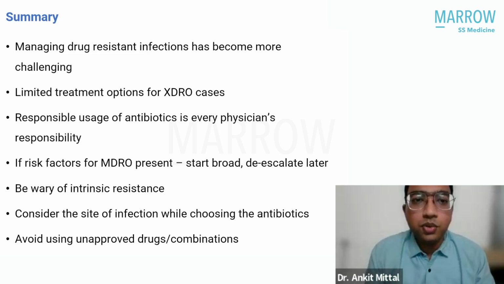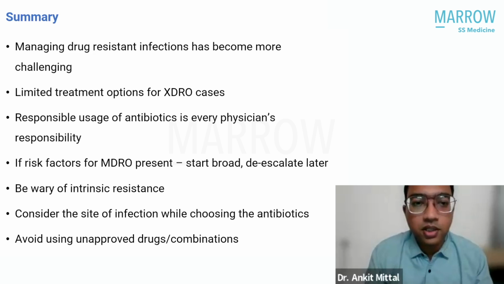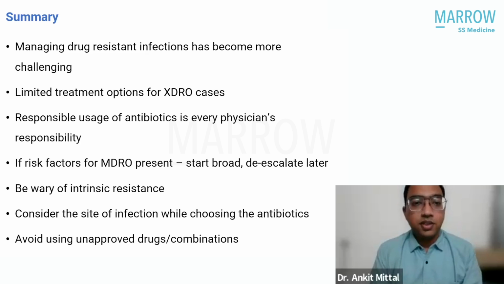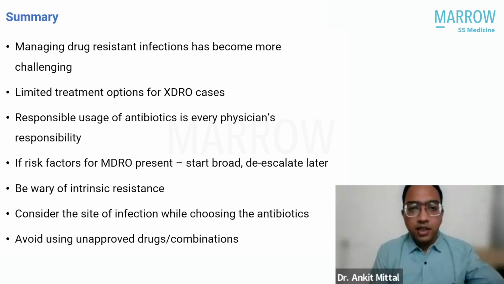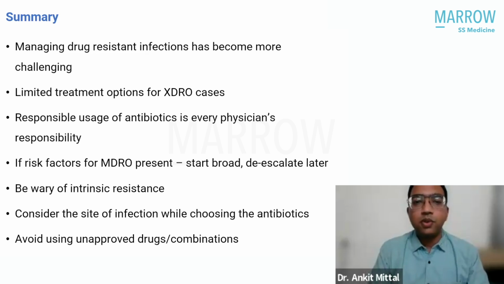Plus, ask people around you to be more responsible, and start broad, de-escalate later if the patient is sick and has risk factors for drug resistance. Be wary of intrinsic resistance. Sometimes non-standardized labs may report a lot of antibiotics that are not consistent with the susceptibility profile in general, so be very careful when you're looking at results from smaller labs when you don't know if it's really reliable. Then consider the site of infection while choosing antibiotics, like I explained in that case scenario: if it was VAP, what I would do, if there was intra-abdominal infection, what I would do, etc. And then avoid using unapproved drug combinations, like the examples that I gave.